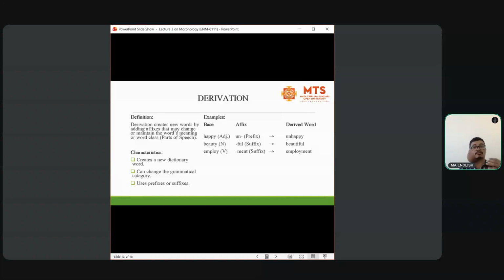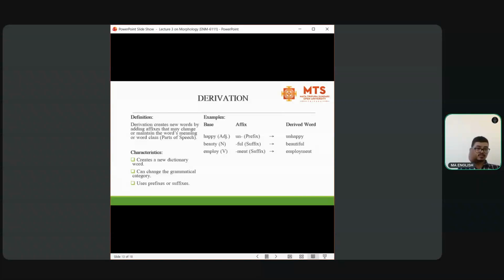Derivations. What do you understand by this? It means it creates new words by adding affixes that may change or maintain the word's meaning or word class. What is word class here? Word categories. They are parts of speech, like noun, pronoun, adjective, adverb, something like that.